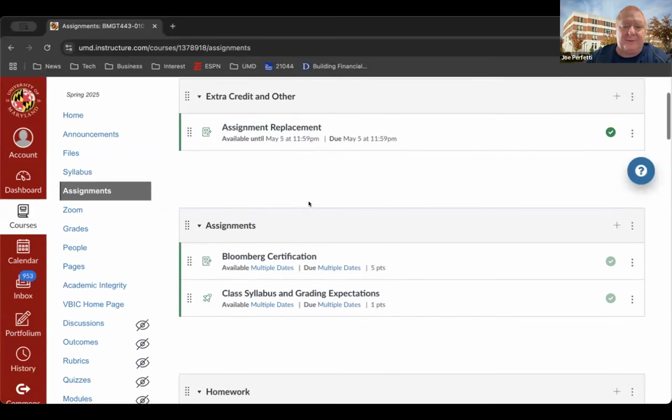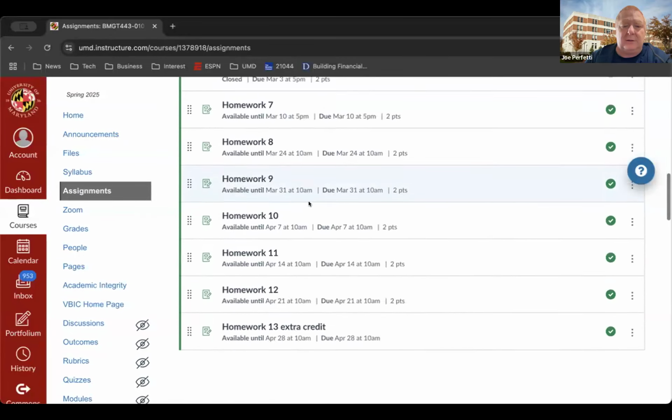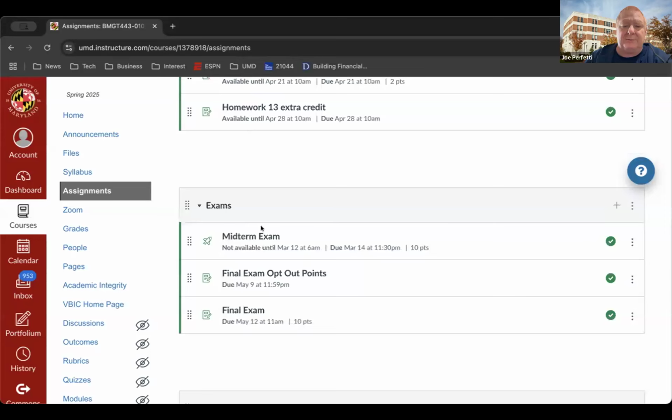And under exams, there's a midterm exam, right? That shows not available, but it will be available starting Wednesday, March 12th at 6 a.m. And you have to complete it between that time and March 14th at 11:30 p.m. So I'm basically giving you Wednesday to Friday, a range to take the exam.